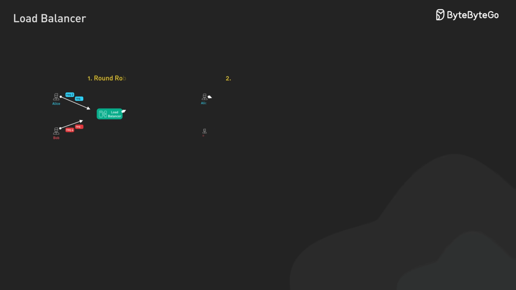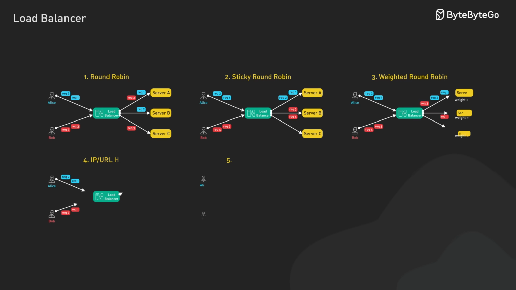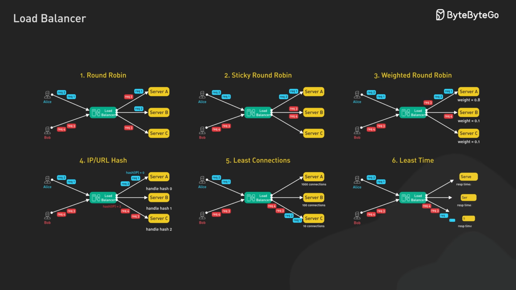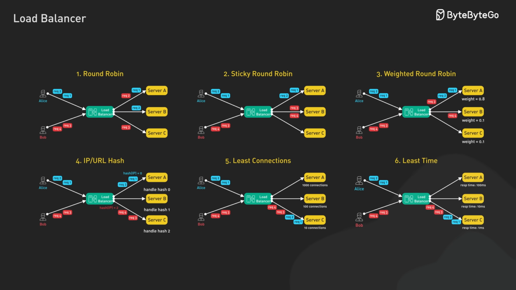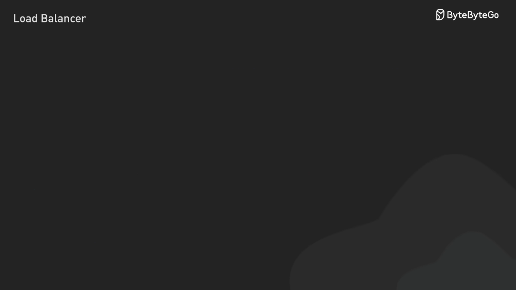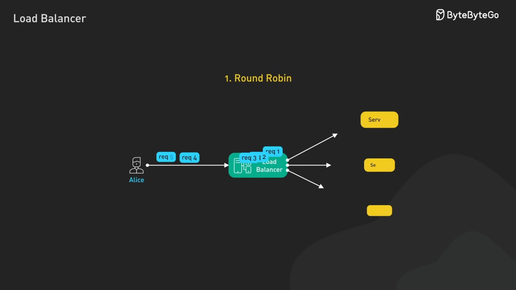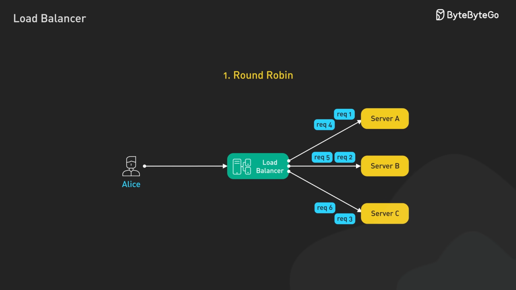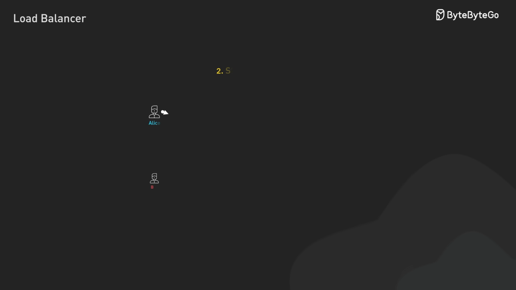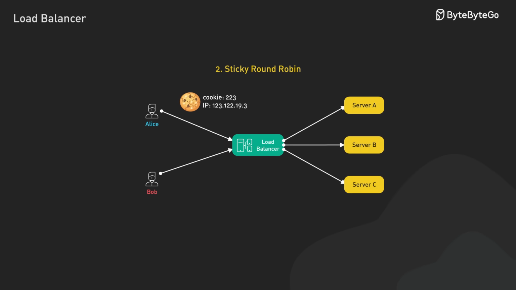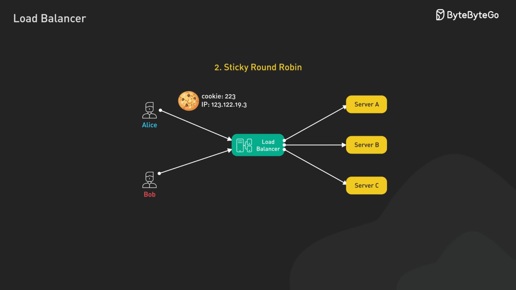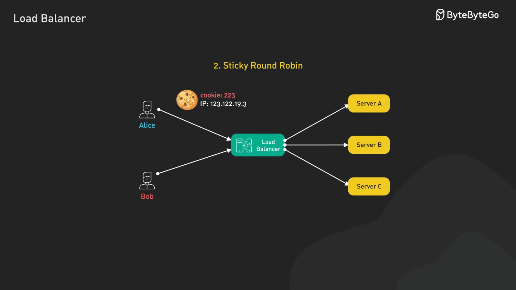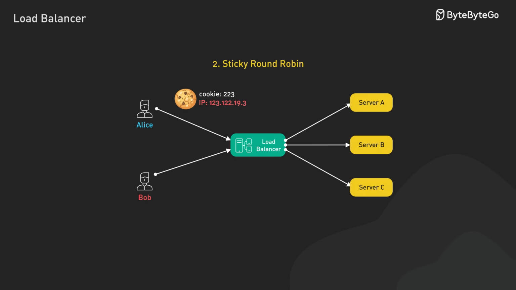How do load balancers actually distribute traffic? It depends on the chosen algorithm, and selecting the right one can significantly impact efficiency. Round robin is the simplest method. It sequentially distributes requests across available servers, rotating through them in a loop. Sticky round robin ties a client to a specific server by creating a session ID, usually via a cookie or using a client's IP address.